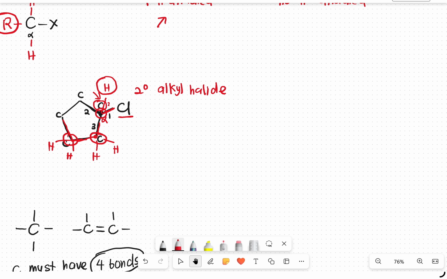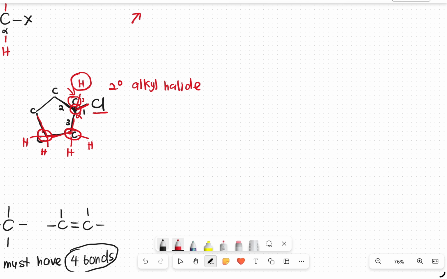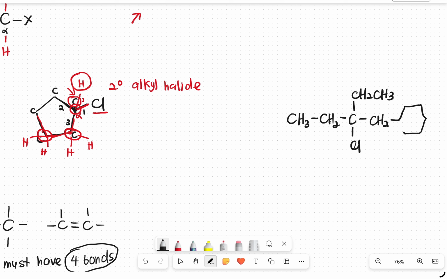Okay, another example. Even though it looks complicated, for example, like this: CH3, CH2, Cl, CH2, CH3, CH2. It looks complicated, so the first rule is do not give up.